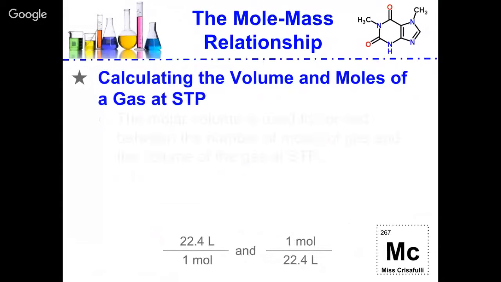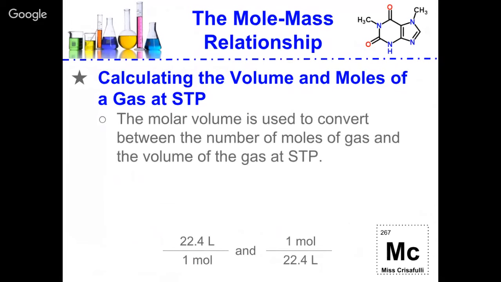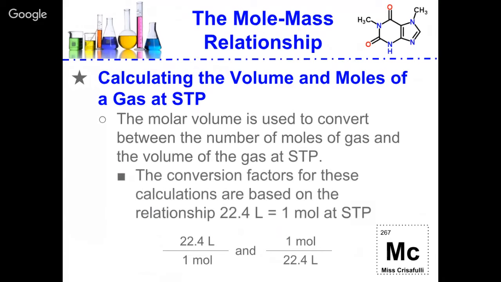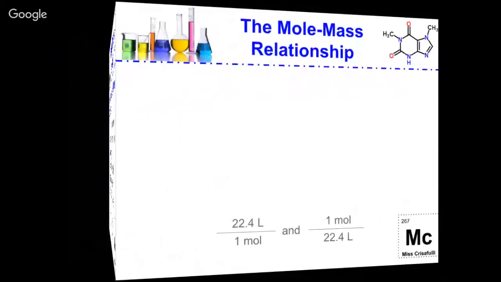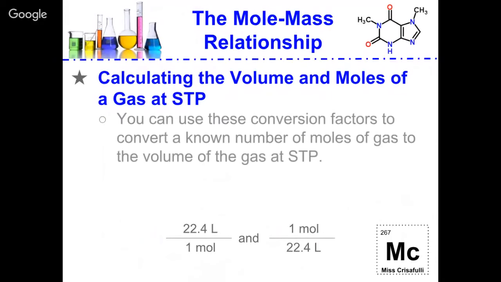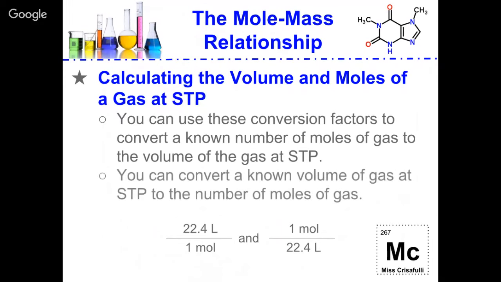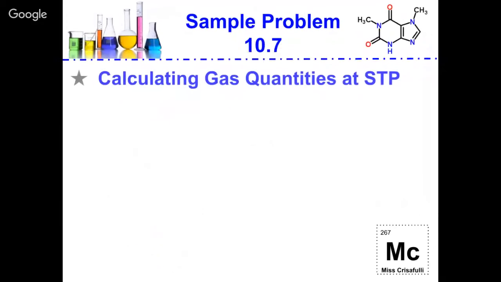So then how do we use that? The molar volume is used to convert between the number of moles of a gas and the volume of a gas at STP. And we can use the conversion factors listed below, either 22.4 liters over 1 mole or 1 mole over 22.4 liters. So you can use these conversion factors to convert at STP. You can convert a known volume of a gas at STP to the number of moles of gas using the same conversion factor. So let's look at a problem.